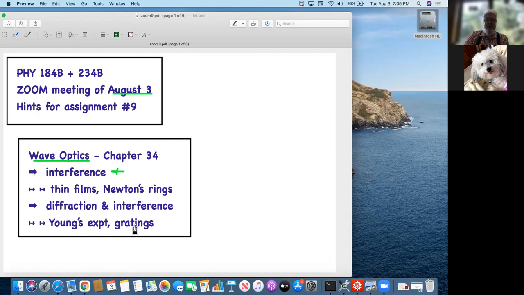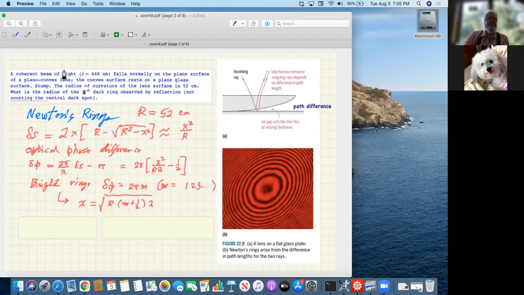So let's go over some problems from the homework assignment. This first problem is a problem about Newton's rings. A beam of light falls normally on a plano-convex lens. So here's the incoming light, and it hits this lens. The top surface of the lens is planar. The bottom surface of the lens is spherical.